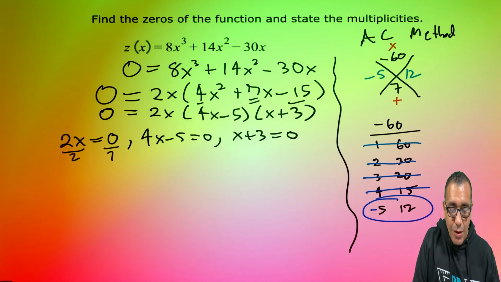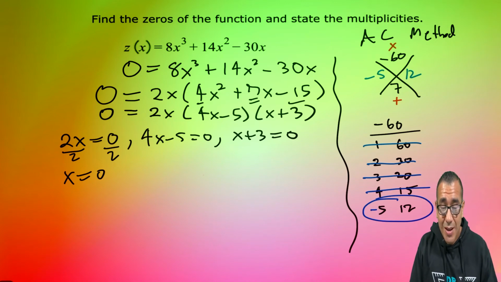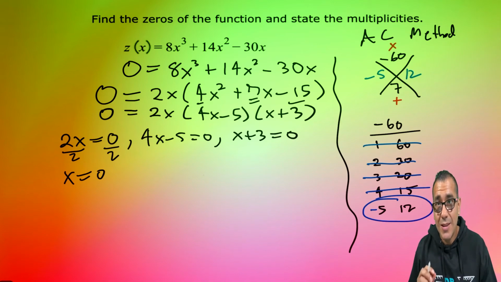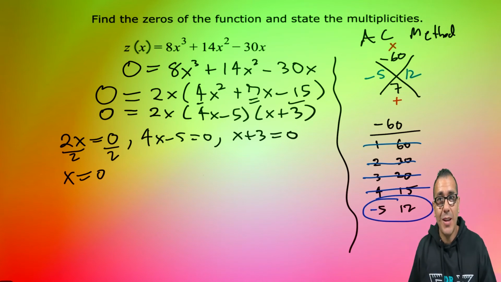Divide by 2, divide by 2. So we get x equals 0. And what I also want you to pay attention to is the exponents associated with each one of these factors. X plus 3 appeared once. 4x minus 5 appeared once. I only had one x. So each one of these zeros has a multiplicity of 1. If this were x plus 3 squared, then that x plus 3 would have a multiplicity of 2. So some things to pay attention to right there.